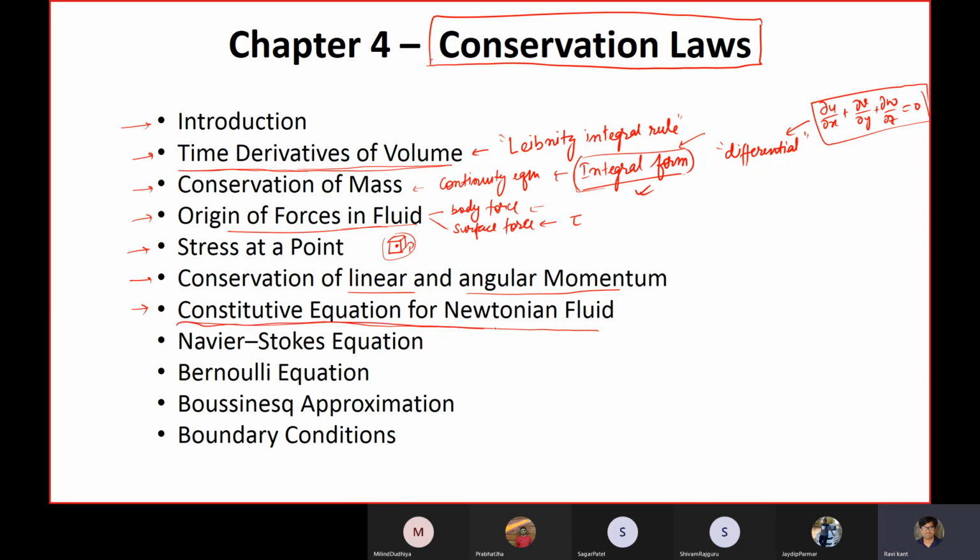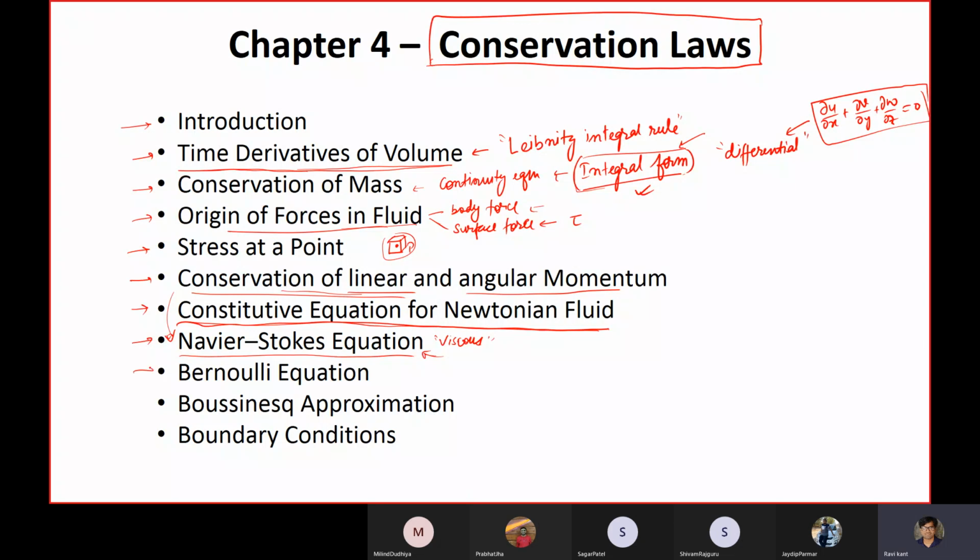Constitutive equations, in some sense, you can say, are the connection between kinematics and dynamics. Then we'll talk about the usual standard Navier-Stokes equation, that is the viscous form. This is nothing but the conservation of linear momentum, but initially we'll talk about the inviscid form and then the viscous form, and that viscous form of conservation of linear momentum we call the Navier-Stokes equation.